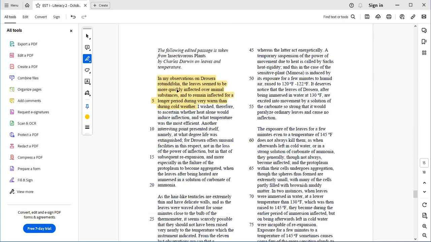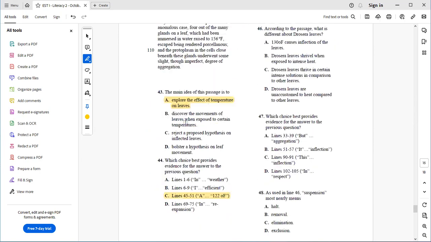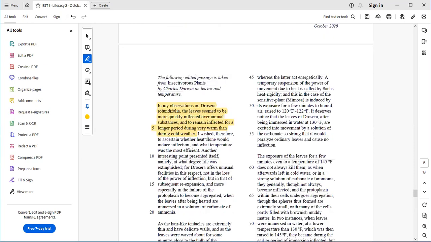So he said, in my observations on the Drosera rotundifolia, there's a kind of plants, the leaves seem to be more quickly inflected, inflected means move, over animal substances, and to remain inflected for a longer period during very warm than during cold weather. Okay, let's find out which one will match it. He said, explore the effect of temperature on leaves. He said warm and cold.